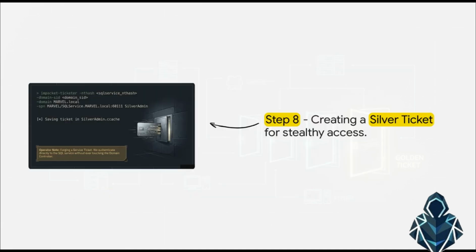But sometimes going for total domain dominance is just way too noisy. And that is exactly where the silver ticket comes into play. Instead of forging a broad ticket granting ticket, we forge a highly specific service ticket. We fire up Impacket Ticketer again, but this time we use the NT hash of a specific service account, say the SQL service hash, along with that domain SID. We explicitly target the SQL SPN. This generates a specialized keycard that lets us authenticate directly to that SQL service.